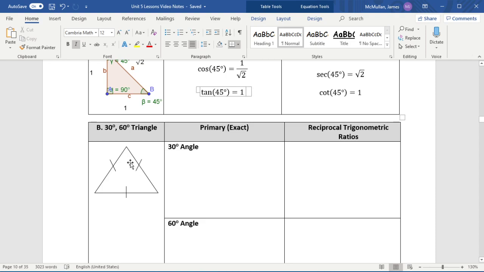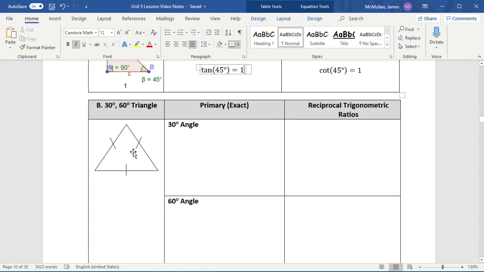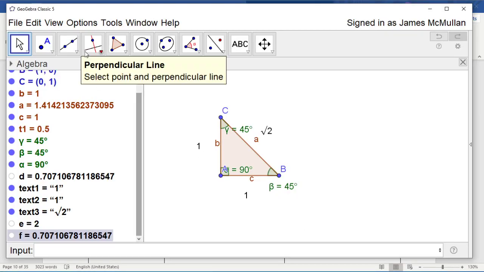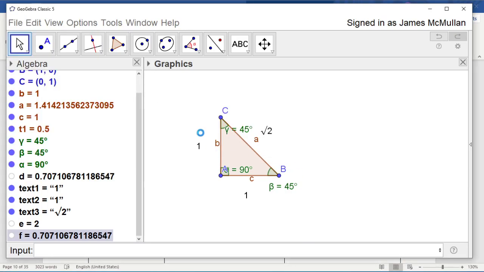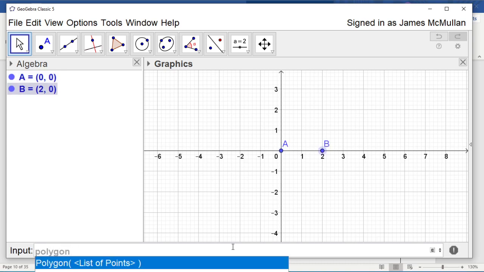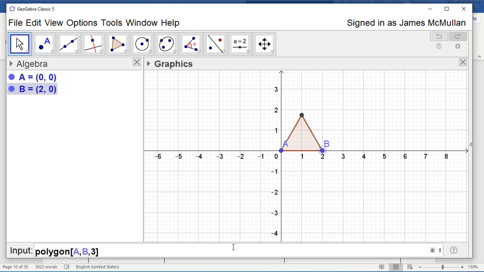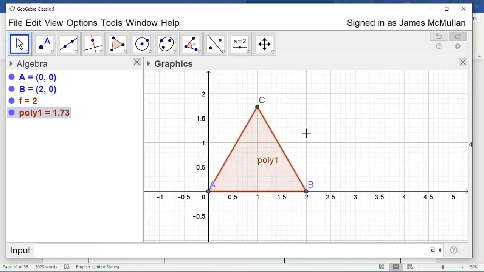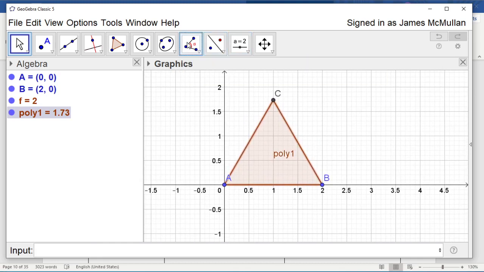Now let's apply this same idea to a 30, 60, 90 triangle, which looking at this, it is not, right? This is a 60, 60, 60 triangle. So let's just see what they're going for here. So what I'm going to do, I'm going to draw an equilateral triangle. We'll put one point at 0, 0. We'll put one at 2, 0. And then we'll go polygon, A, B, and we want 3 vertices so that it draws an equilateral triangle. And if you check their angles inside, you see that all the angles are 60.